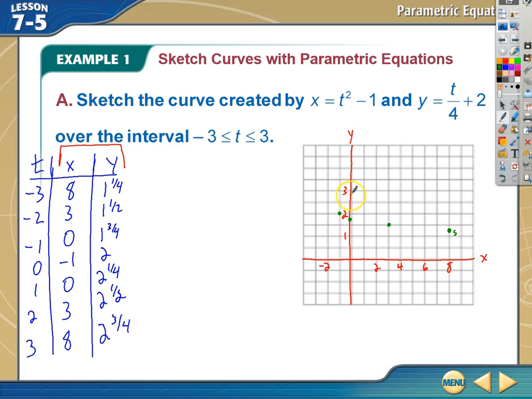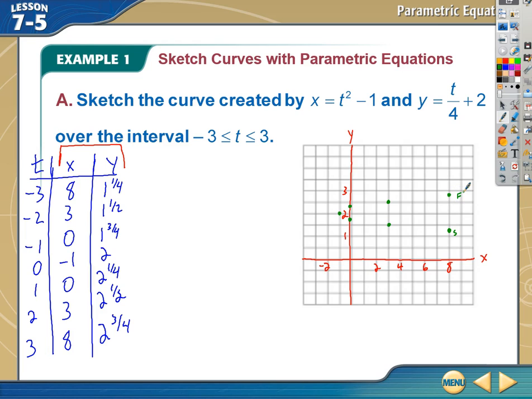(0, 2 1/4). It's 2 1/4, so 2 1/4 is here. (3, 2 1/2). (3, 2 1/2). And finally (8, 2 3/4). Oops. 2 1/2 is here. There, 2 3/4 is here. And that's my finish.